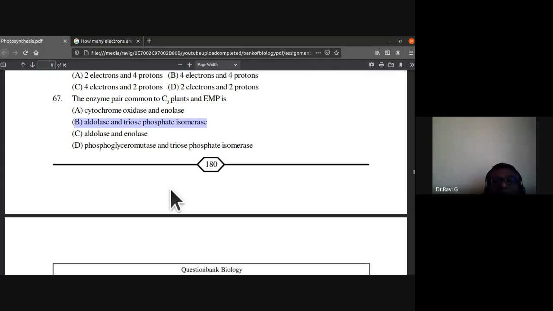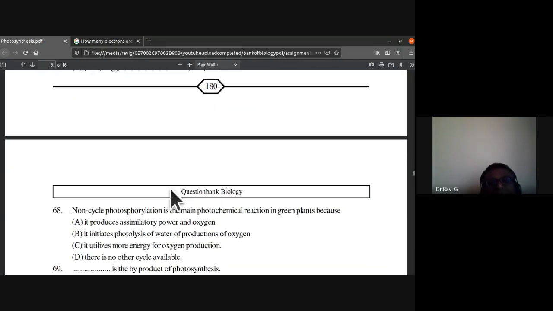Aldolase and triose phosphate isomerase. You see them not only in C3 plants, the Calvin cycle, but also in glycolysis of respiration. So this enzyme pair is common: aldolase and triose phosphate isomerase.